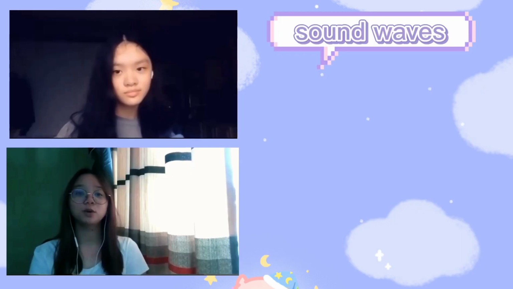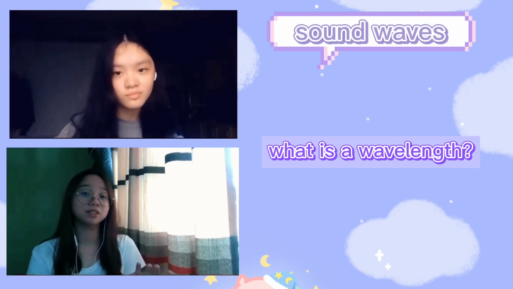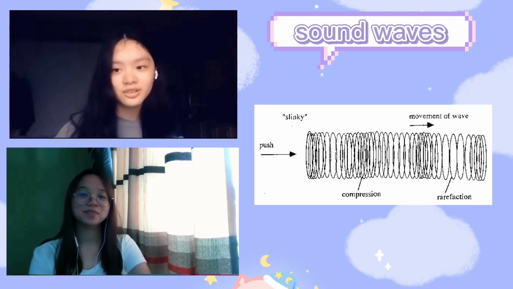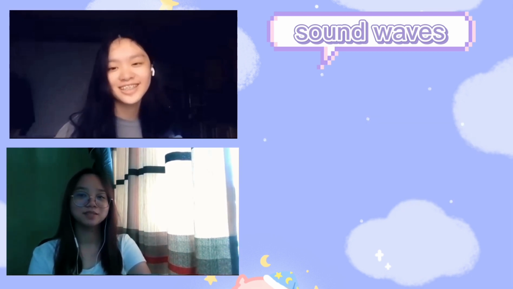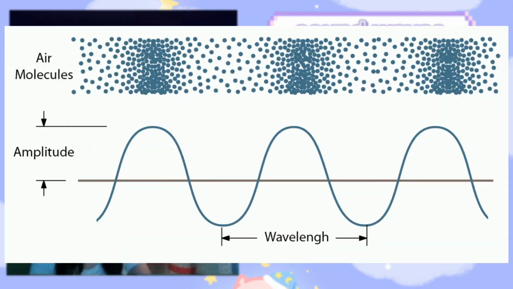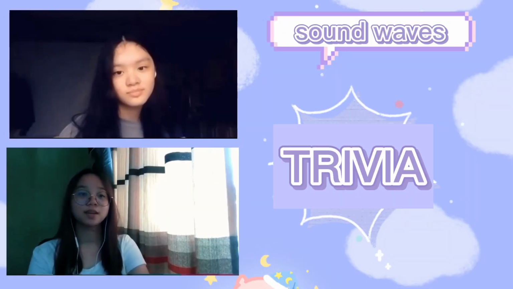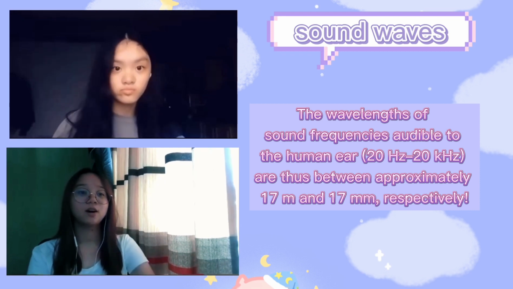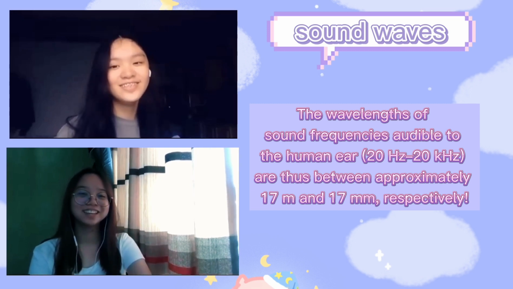Well, now that we know amplitude, what is wavelength and its relevance to the sound we hear all around us? Good question, Sam. Well, remember earlier we talked about the rarefactions and compressions in longitudinal waves? In a sound wave, the length of the successive compressions and rarefactions are wavelengths. That's cool, but did you know that the sound frequencies audible to the human ear are 20 Hz to 20 kHz?